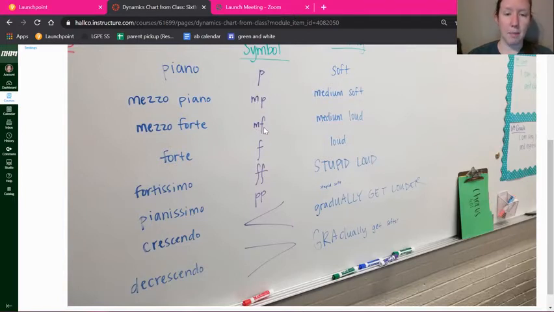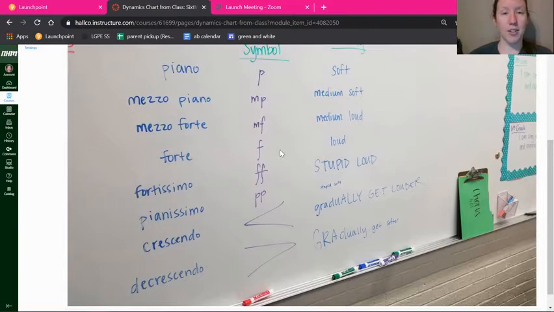Next, you have MF. You've already learned what the M is. It's mezzo. F stands for forte, which means loud. So when you put the two together, you get medium loud. And of course, that tells you what the next one is. That F by itself means forte, which just means loud.